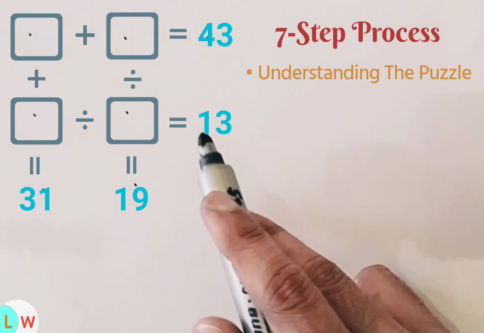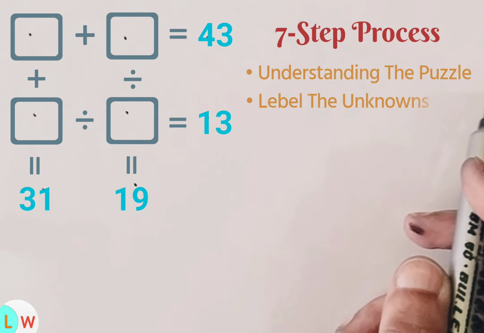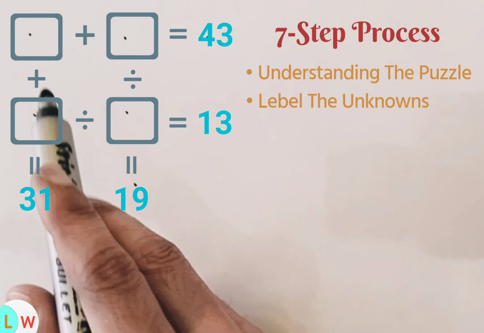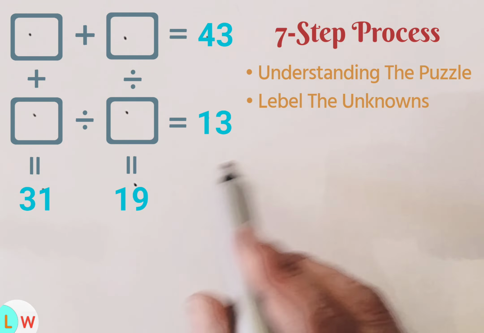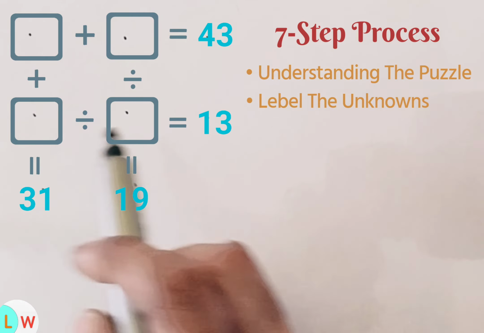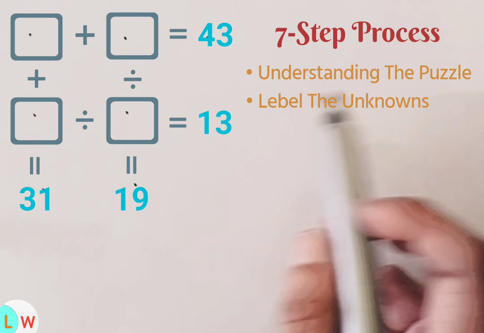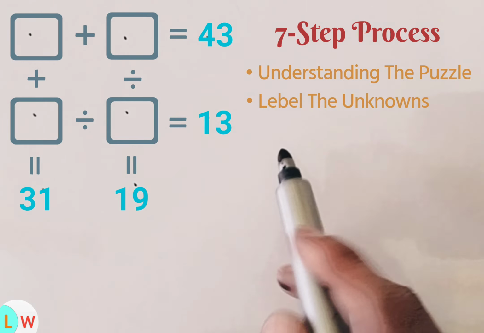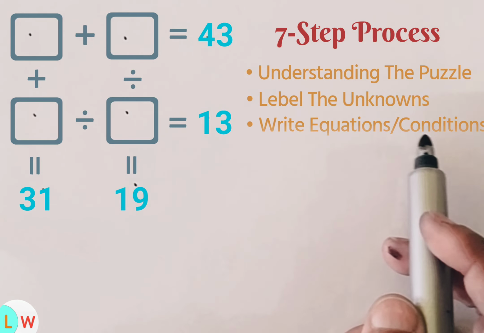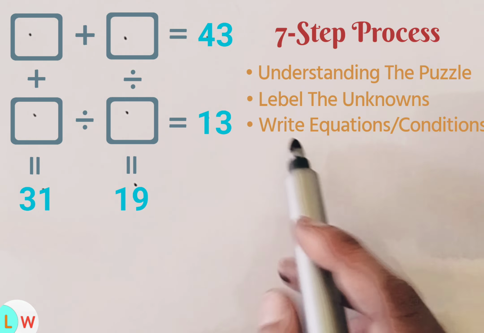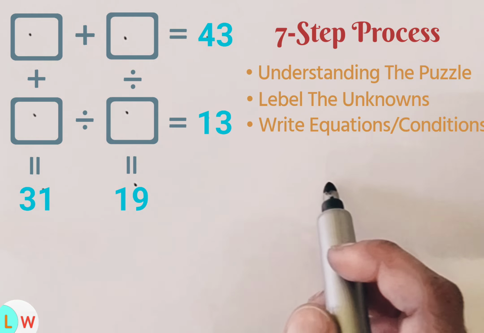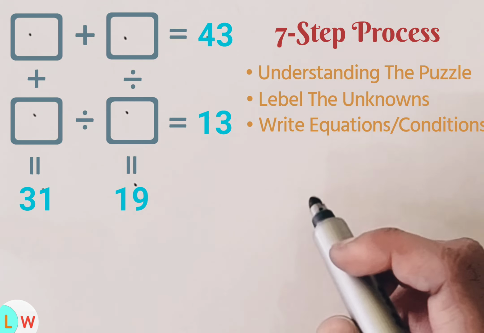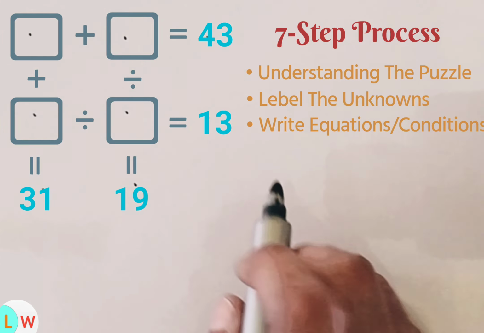Let's move to the second step. Label the unknowns with variables, or just give names to them. If the puzzle involves variables or unknowns, label them appropriately. For instance, if the puzzle involves finding 4 unknown values, just label these values as A, B, C and D. Moving to the third step: write the given equations or conditions. Note down all the given equations or conditions relevant to the puzzle. This could include mathematical equations, constraints or relationships between variables.